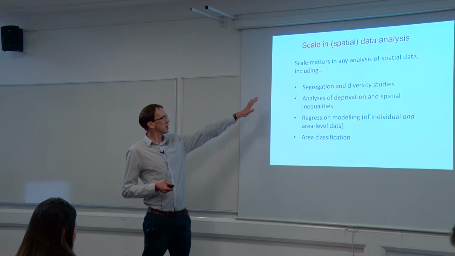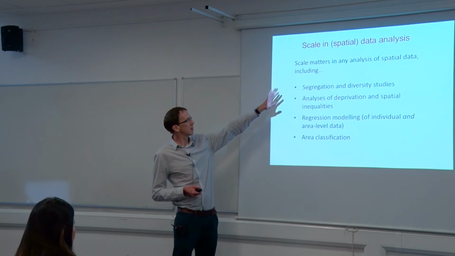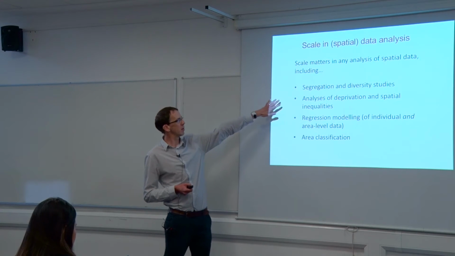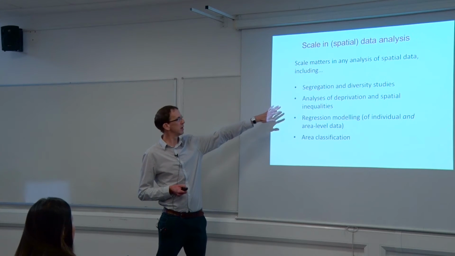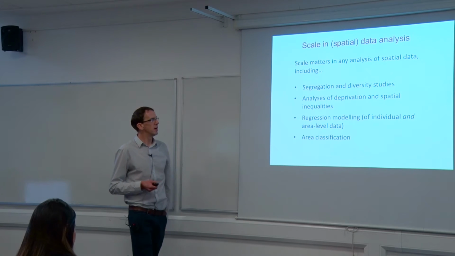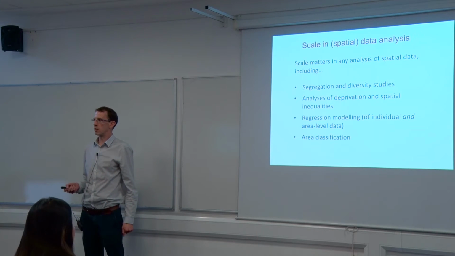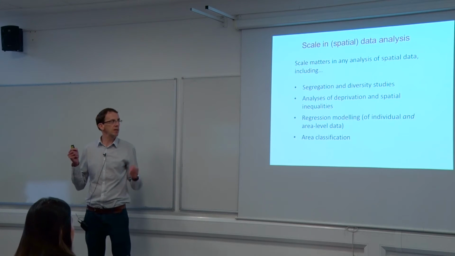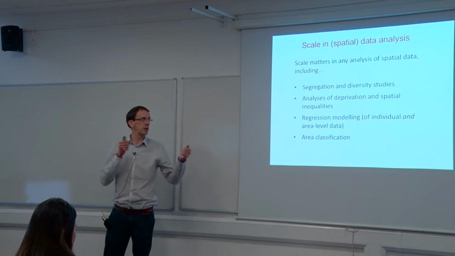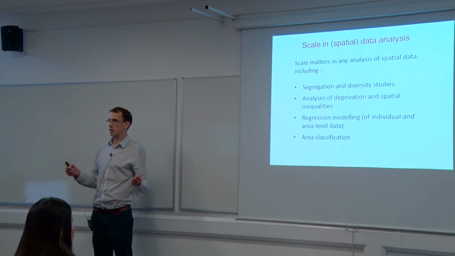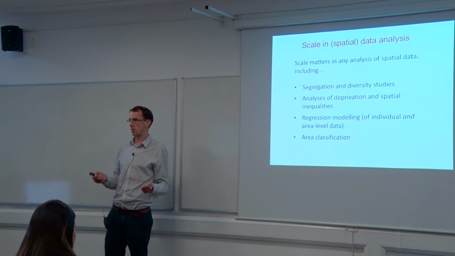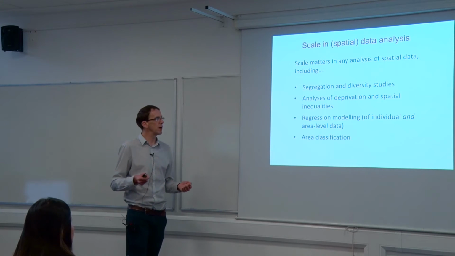So scale, whichever area you're working with, is relevant. If you're working on segregation or diversity or deprivation, if you're looking at spatial inequalities, the size of zones you use is crucial. It can completely change your results. The direction of change between one time period and another can change. The direction of change can be the opposite if you use different sets of zones. So you have to be aware of this if you're using data.